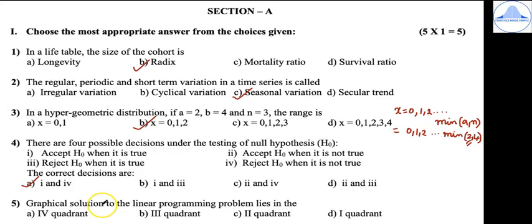Next question, the fifth one, graphical solution to the linear programming problem lies in the fourth quadrant, third quadrant, second quadrant and first quadrant. The correct answer is the first quadrant because of the non-negativity restriction, that is x and y are always greater than or equal to 0.